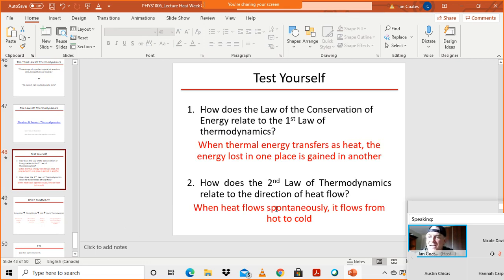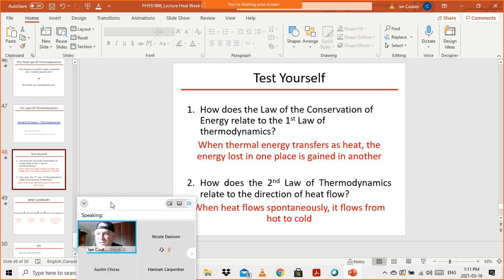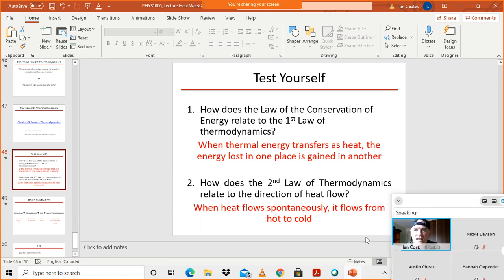And we're at the end here, which is exactly where I want it to be after about an hour and 10 minutes. How does the law of conservation of energy relate to the first law of thermodynamics? When thermal energy transfers as heat, the energy lost in one place has to be gained somewhere else. Energy can't just dissipate. It's got to go somewhere. And how does the second law of thermodynamics relate to the direction of heat flow? When heat flows spontaneously, it flows from hot to cold. Okay.